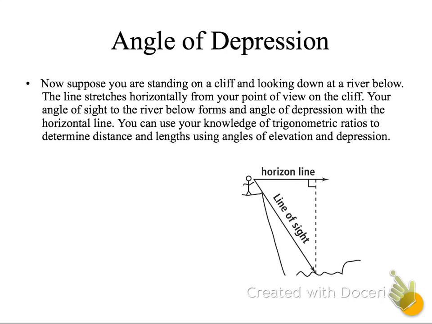Angle of depression is when you have your horizontal line and your line of eyesight goes down. If you think about it, if someone gets depressed, sometimes they look downward. So the angle of depression is when your line of sight goes down. Suppose you're standing on a cliff and looking down at a river below. The line stretches horizontally from your point of view on the cliff. Your line of sight to the river below forms an angle of depression with the horizontal line. You can use your knowledge of trigonometric ratios to determine distances and lengths using angles of elevation and depression, which we're going to talk about in a little bit.